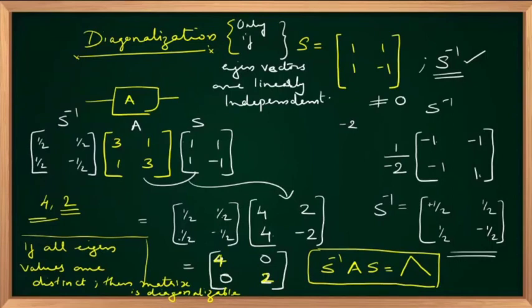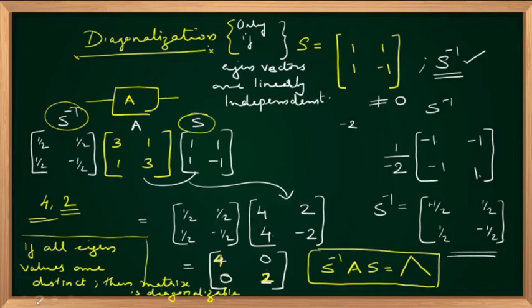This process is called diagonalization. I'm taking the matrix S, which has the eigenvectors. I'm taking S inverse and then multiplying the original matrix A by S and S inverse. One is post multiplication, another is pre multiplication, and the result is going to be a new matrix which will have diagonal elements only, and those diagonal elements will be the eigenvalues.